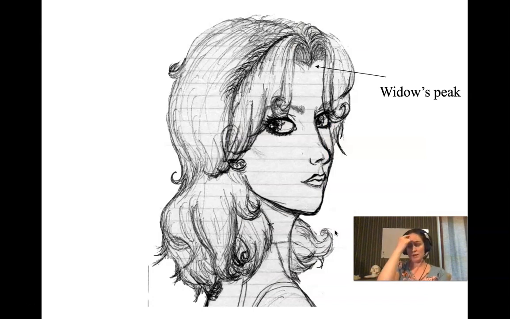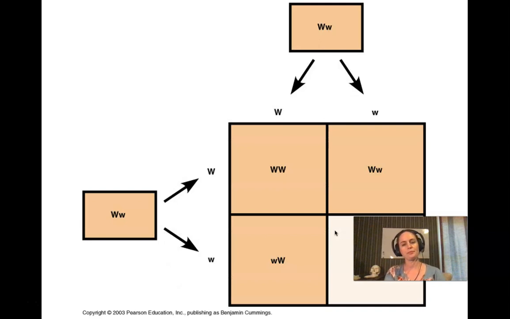The widow's peak is a dominant trait, as are attached earlobes. I have detached earlobes. Let's see, some other dominant traits. As I said, brown eyes are dominant, blue eyes are recessive. Dark hair tends to be dominant over light hair, although that's imperfect, so don't go with that one.